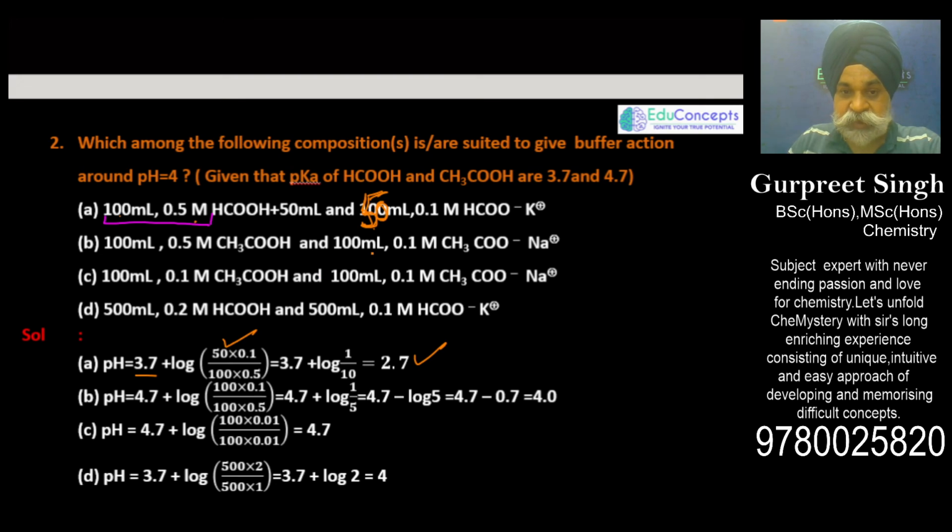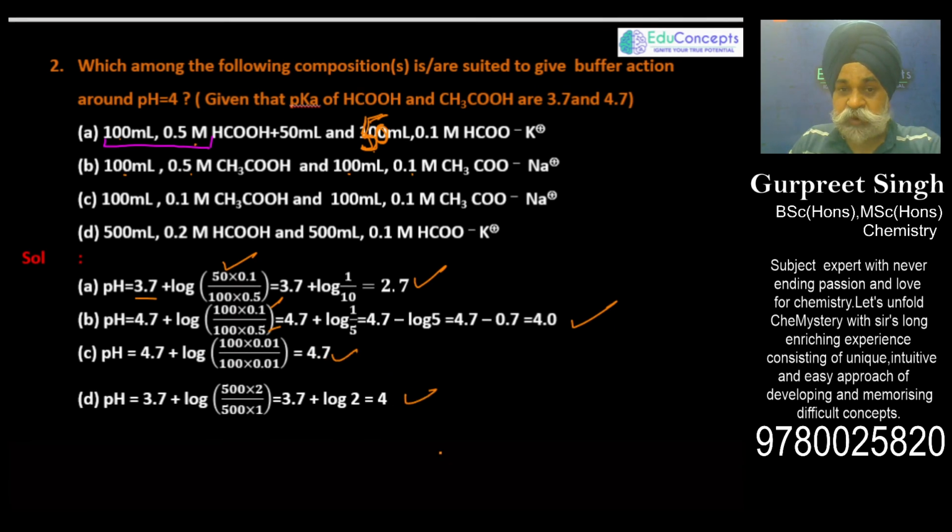And the second option is 100 ml 0.1 molar. This is the salt, divided by 100 into 0.5. This is being done here. So log 5 is almost 0.69, so I just take 0.7. So this gives you 4. And similarly for the other ones also.